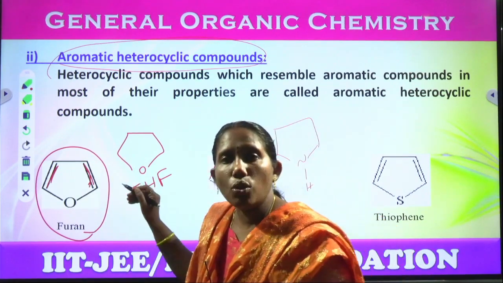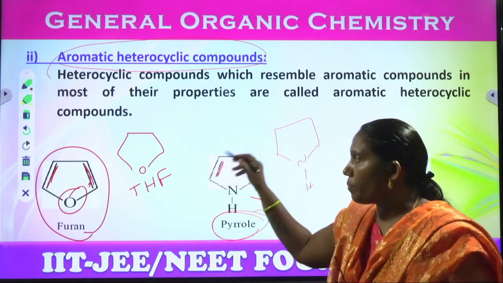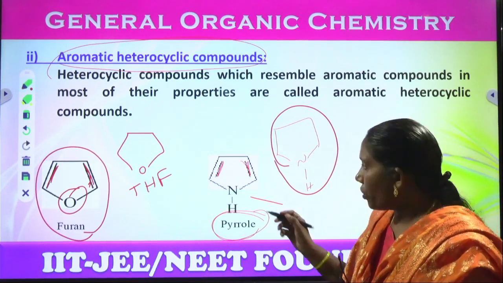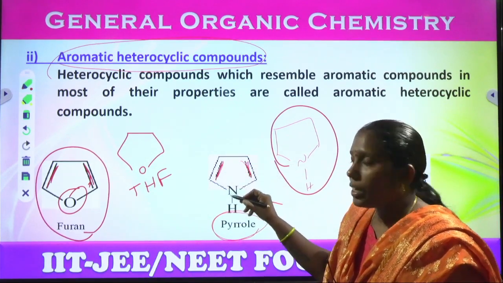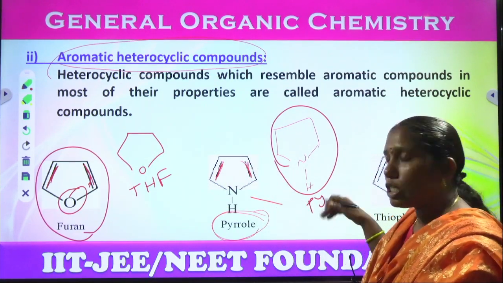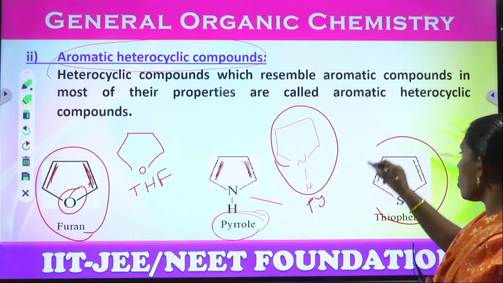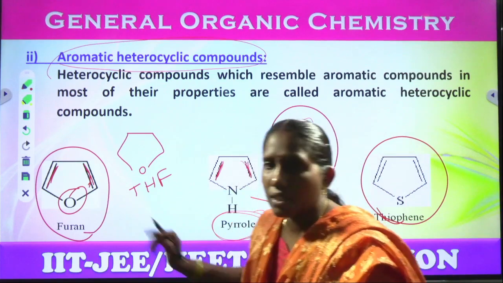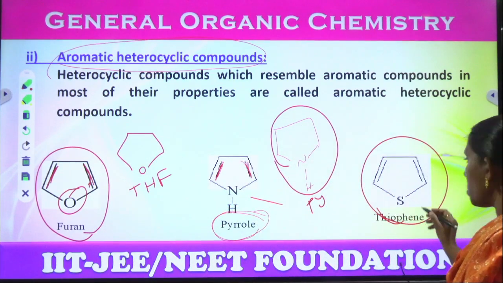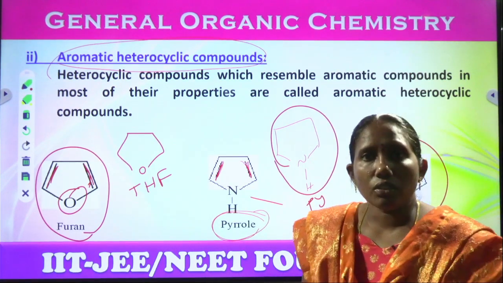With the double bonds, it is an aromatic heterocyclic compound. Why are we saying hetero? Oxygen is introduced. Here also, same. This is a heterocyclic aliphatic compound, but this is a heterocyclic aromatic compound because double bonds are there. Aliphatic means pyrrolidine, aromatic means pyrrole. Here also same. This structure is the same as furan, but there oxygen is the heteroatom, whereas here sulfur is present, so this is called thiophene.